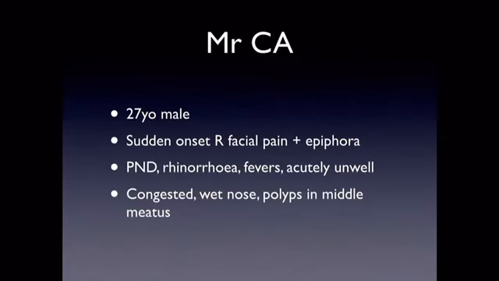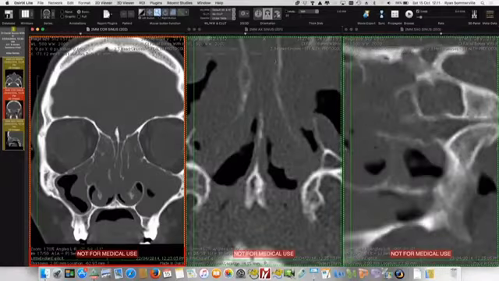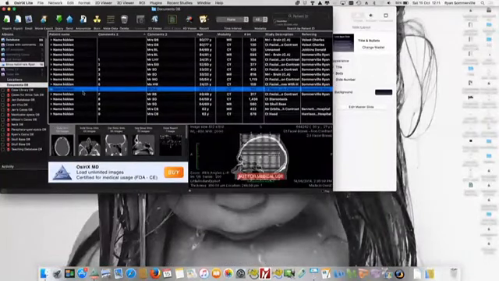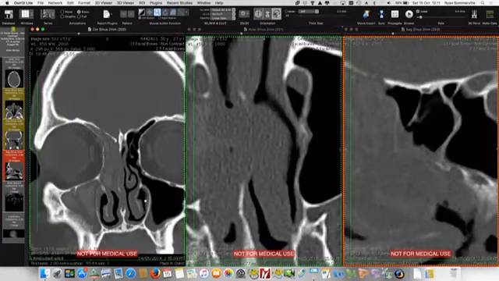This gentleman presented with no history of sinus disease but had quite acute infective problems. He was very, very unwell, was admitted to the Royal Brisbane Hospital and then transferred privately, and he presented with the symptoms you can see there. So I'm trying to fix his acute inflammatory infective problem.